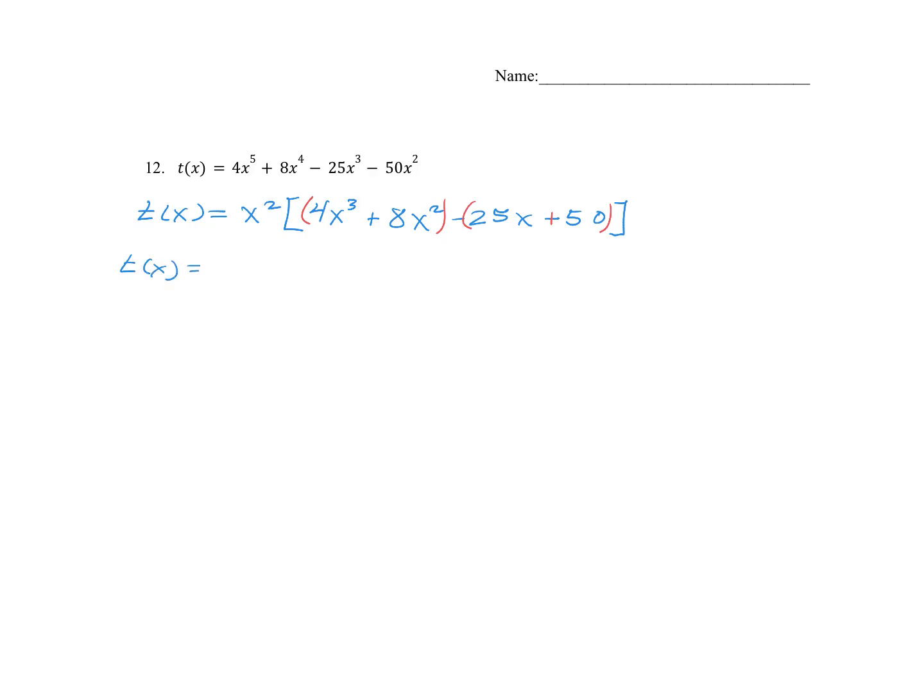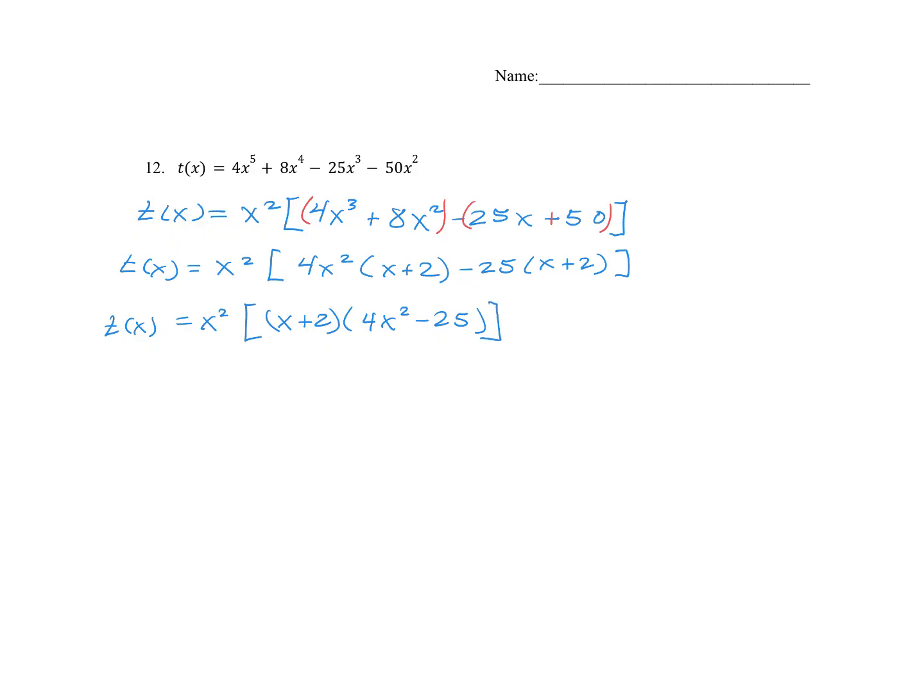All right, so now again, I still have my leading x squared. Inside here, I can factor out a 4 and an x squared. Leaves me with an x plus 2. Back there, I can take out a 25. Leaves me with x plus 2. So I've got an x squared. And then taking out the common x plus 2, I'm left with 4x squared minus 25.